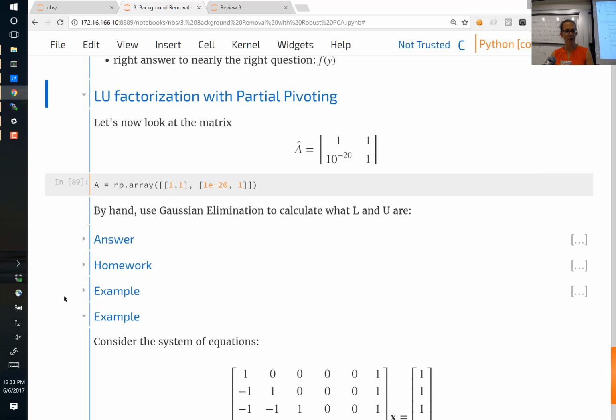We'll probably talk about those more next time. So now let's look at the matrix 1, 1, 10 to the negative 20th, 1, we'll call that A hat. I want you to take another moment and use Gaussian elimination to calculate what L and U are for this matrix A hat, which is similar but not identical to our A from before.